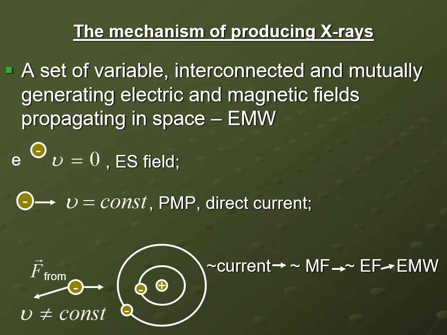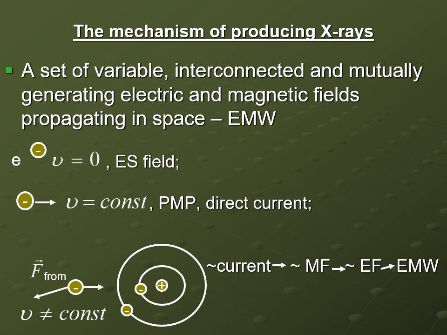Due to the deceleration of electrons, an alternating magnetic field appears and then an electromagnetic wave occurs. As an example, you can see what situations are possible depending on how the electron moves. If we have an electron at rest, then its velocity is constant, and in this case an electrostatic field arises. If we have an electron moving at a constant speed, naturally we get a constant current and a constant magnetic field. In this case we will no longer have an electromagnetic wave.